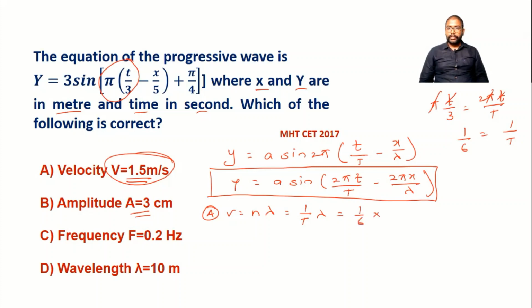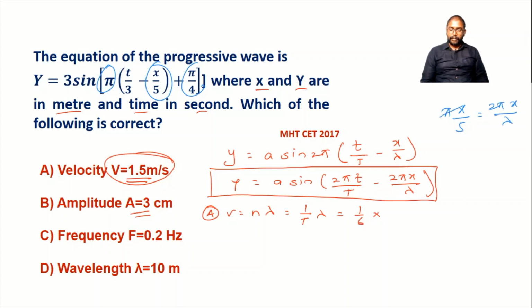Now how do we find out the wavelength? In a similar way, we can find the wavelength by comparing the standard equation with the given equation. You can see this part here: this pi multiplied by x by 5, I can compare it with 2 pi x by lambda, and then by using that I have to find out lambda.